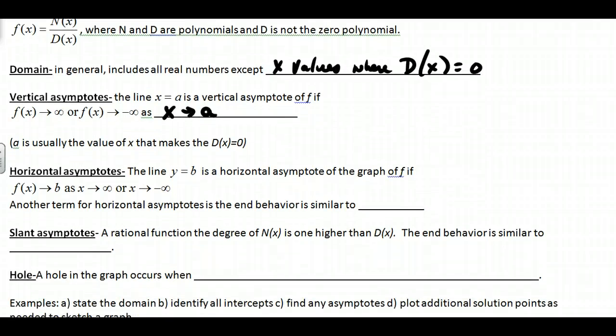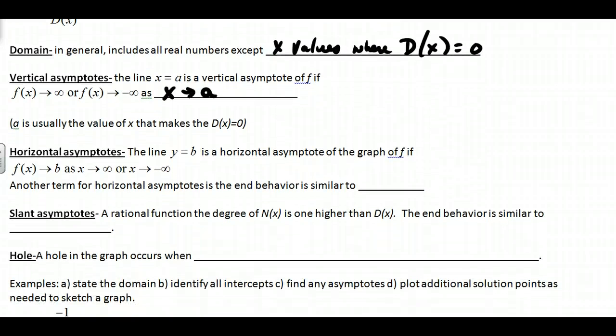Then we also have what we call a horizontal asymptote. And this is the line y equal to b. And let me note that you have to write these as equations. I don't want to see for a vertical asymptote, oh, it's 3. No. x equal to 3 would be an example. For a horizontal asymptote, you'd write y is equal to 9, for instance.